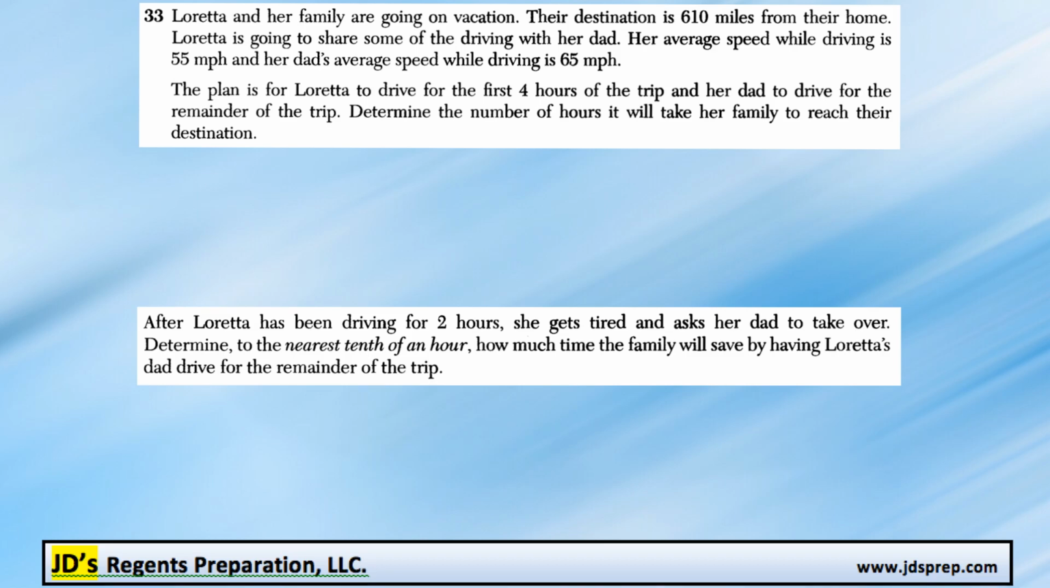This is question number 33 from the August 2017 Algebra Regents exam. So Loretta and her family go on vacation. We know their destination is 610 miles from home, and both Loretta and her dad are going to take time driving. Loretta's average speed is 55 miles per hour, and dad's average speed is 65 miles per hour. The plan is for Loretta to drive for the first 4 hours and her dad to drive the remainder. So we need to find the number of hours it'll take her family to reach their destination.